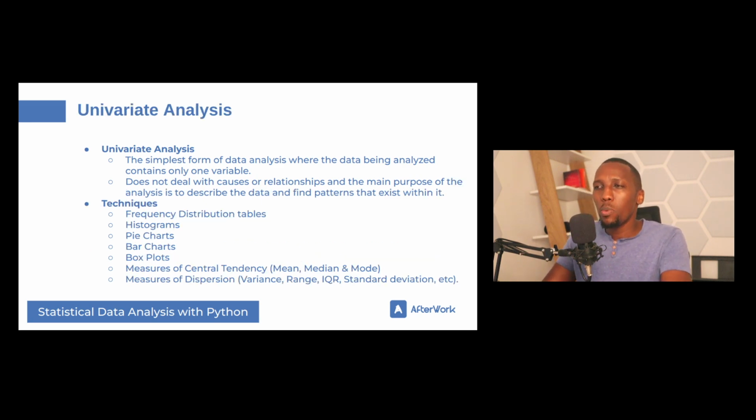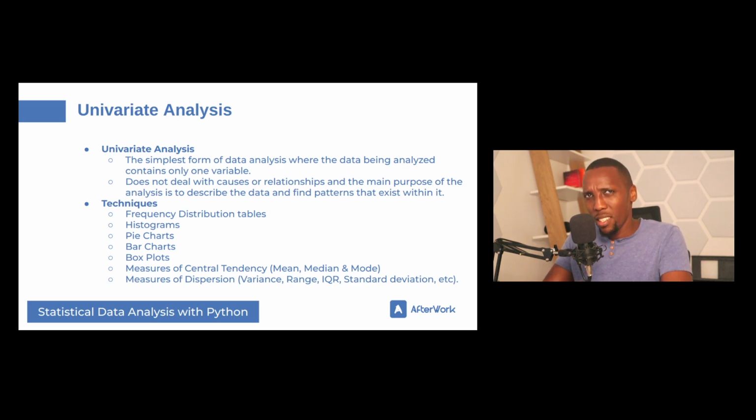So going a bit more in depth with regards to univariate analysis, we've already gotten an idea that we tend to work with just one variable, individual variables. So we might decide to perform univariate analysis on the age column alone, or the height column alone, or the salary column alone, or the income column alone. So that's what we would do.